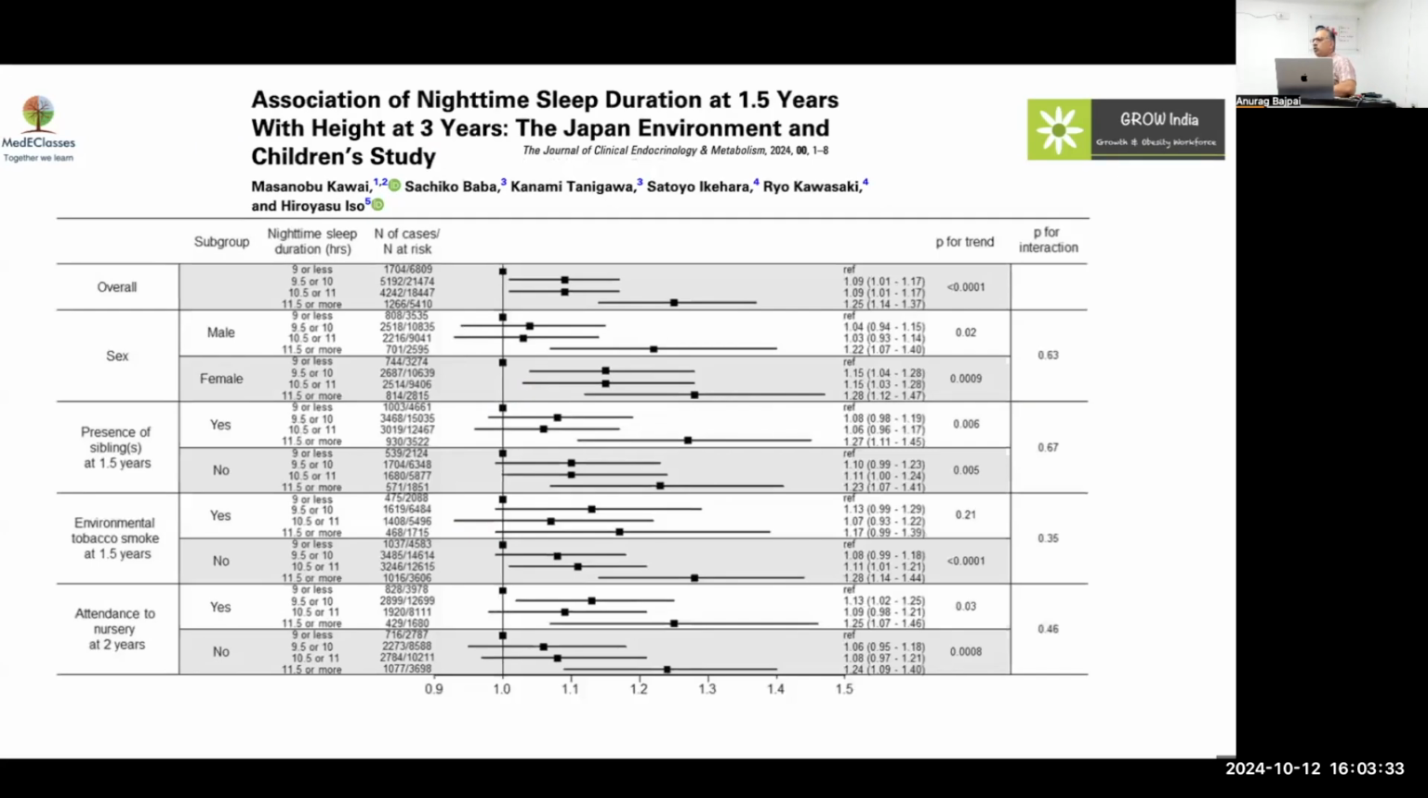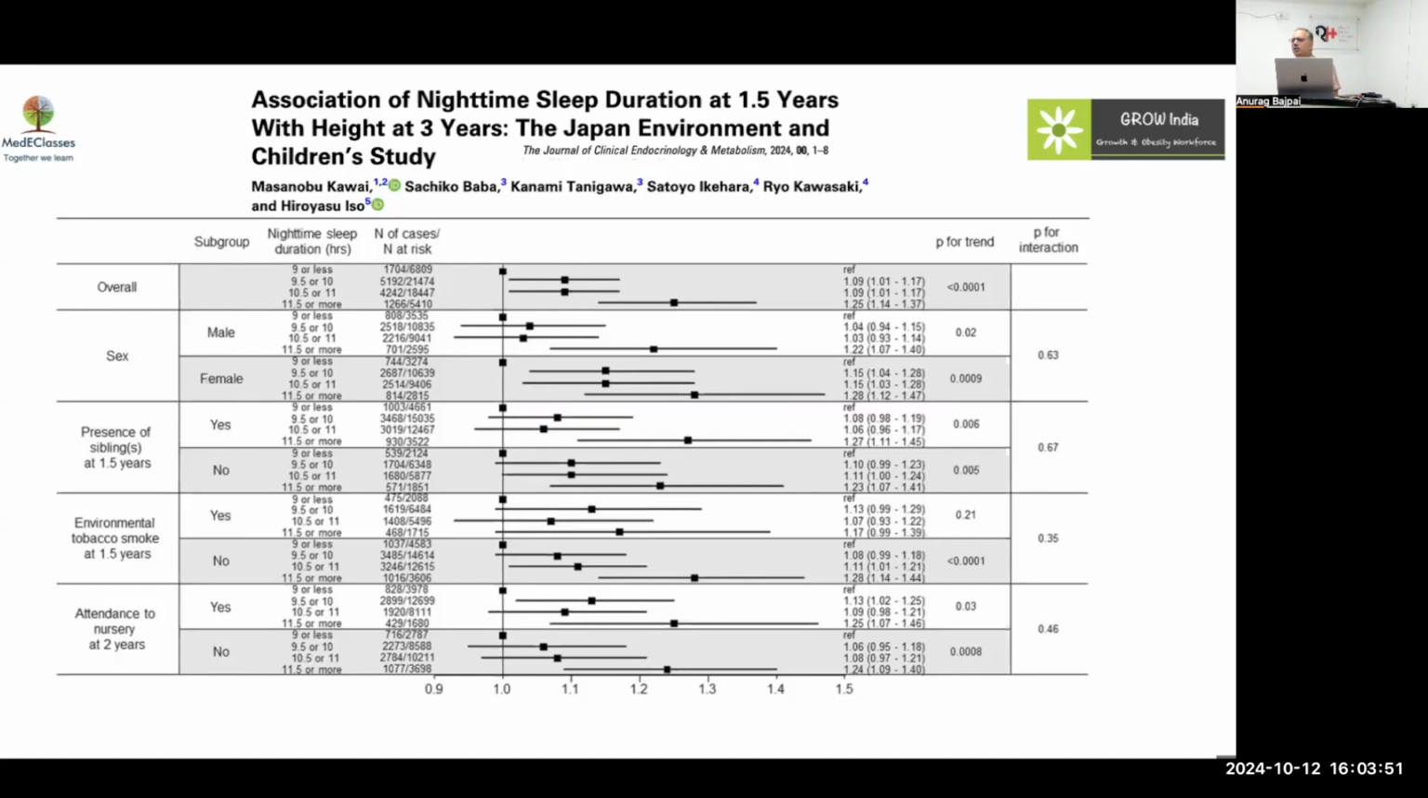The other thing which we always talk about is sleep and growth. We all know that growth hormone is produced at night time, in REM sleep and NREM sleep and all those parameters. This was a very elegant study in young children. We're talking about 1.5 years: this is the sleep duration at 1.5 years, and what is the impact at 3 years?